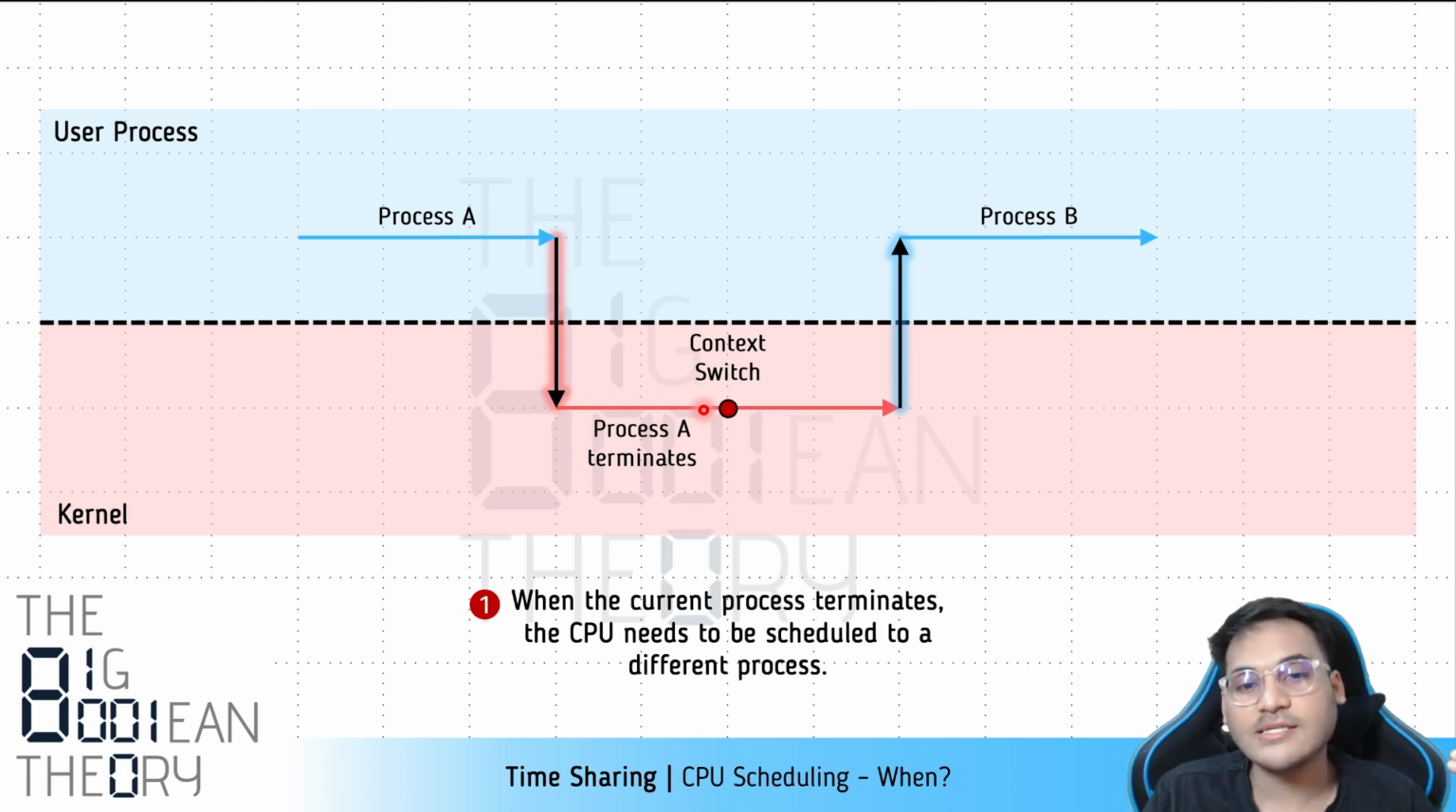So in this case, we definitely have to perform CPU scheduling and give the control of the CPU to some other process. When the current process terminates, the CPU needs to be scheduled to a different process. So definitely, if a process terminates on its own, then we have to do CPU scheduling. So this is one of the opportunities to do CPU scheduling. Let's talk about some other cases.